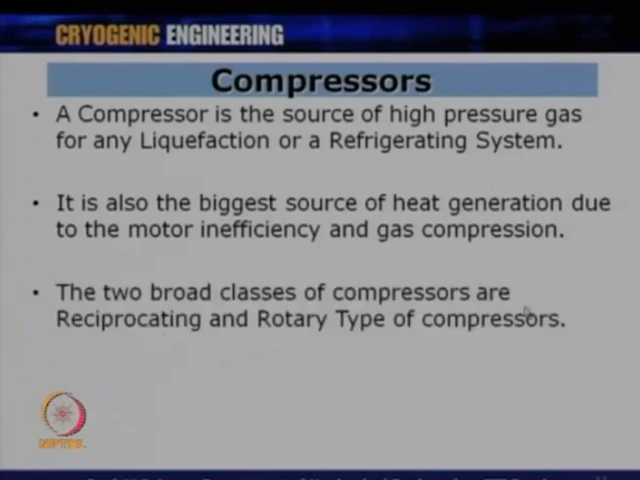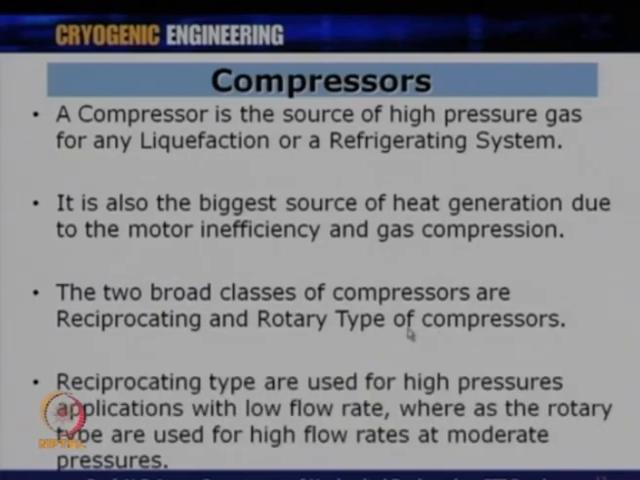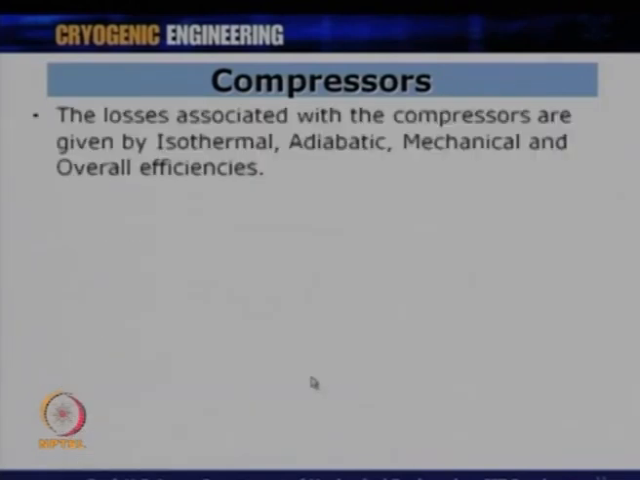The two broad classes of compressors are reciprocating compressors and rotary compressors. Any of these could be used depending on the flow rates and pressure ratio which we are talking about. The reciprocating types are used for high pressure applications with low flow rates, whereas the rotary types are used for high flow rates and at moderate pressures. The losses associated with the compressors are given by isothermal efficiency, adiabatic efficiency, mechanical efficiency or overall efficiency. All these efficiencies have to be taken into account in order to calculate the work input to the compressor.